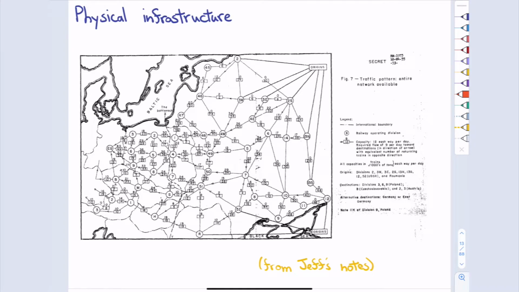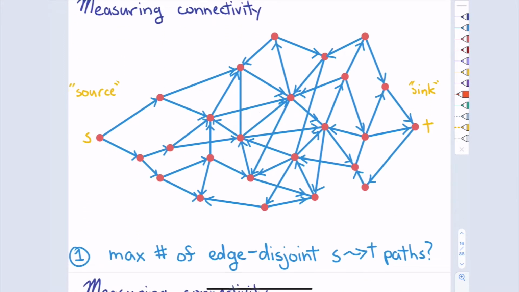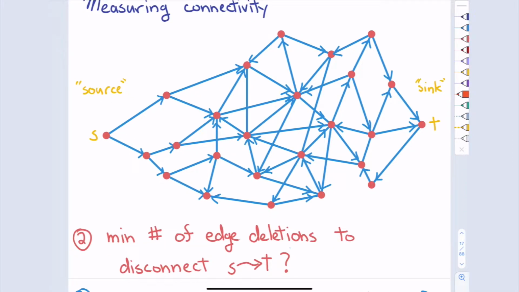I have some pictures about why people study this, but it doesn't matter. Okay, so that's one problem, maximum number of edge disjoint paths, and minimum number of edge deletions to disconnect S from T, the minimum ST cut problem, right?